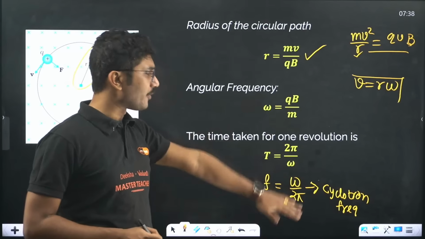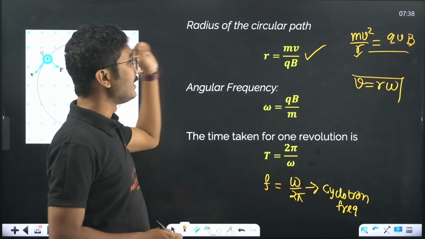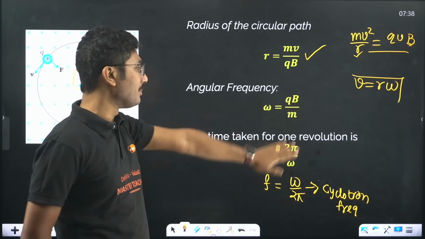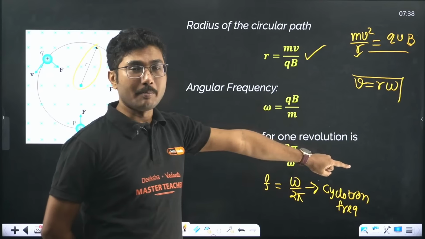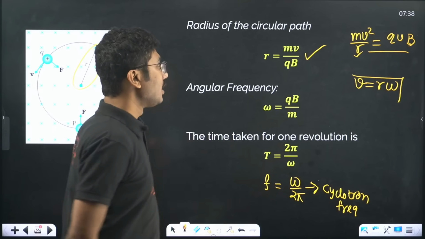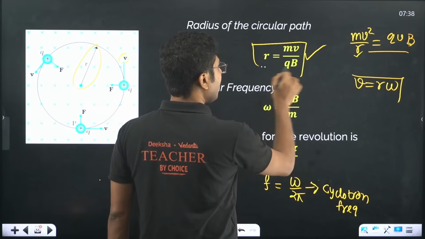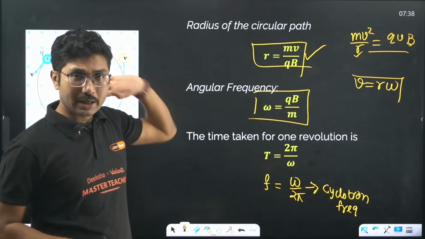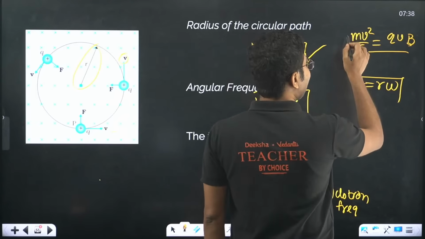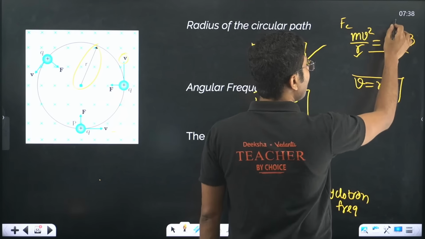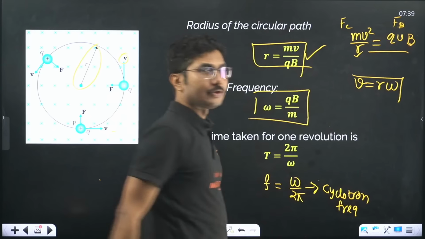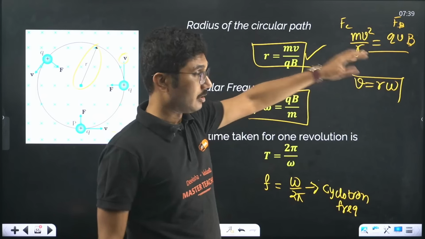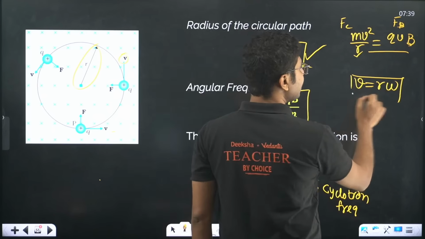Now this is also very important. Radius of the circular path r is equal to mv by qB, angular frequency omega is equal to qB by m, time taken for one complete revolution is 2 pi by omega. So do not confuse it. If you are confused, go back to the basics. Centripetal force equals Lorentz force. Compare these two and calculate radius, and in case of omega, v is equal to r omega.